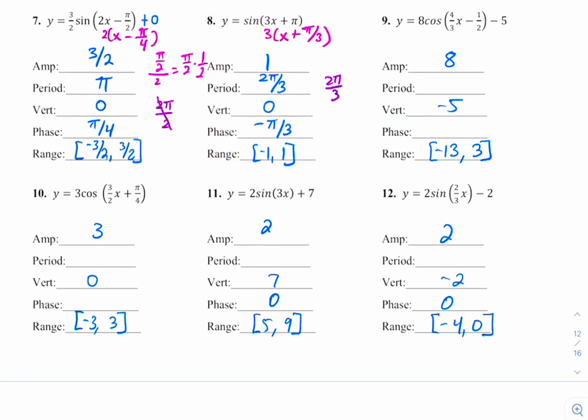All right, next one. We will have to factor out 4/3. So that means that I have to take 1/2 divided by 4/3, which means I'm really doing 1/2 times 3 over 4. So if I simplify, this will be 3 over 8. So that means my phase shift will be a positive 3 over 8.